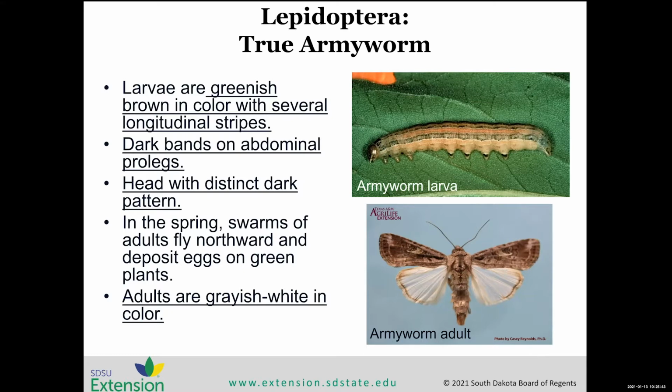In the spring, swarms of adults fly northward and deposit eggs on green plants. And then the adults there are grayish-white in color. Again, they look very similar to your other Lepidoptera pests.